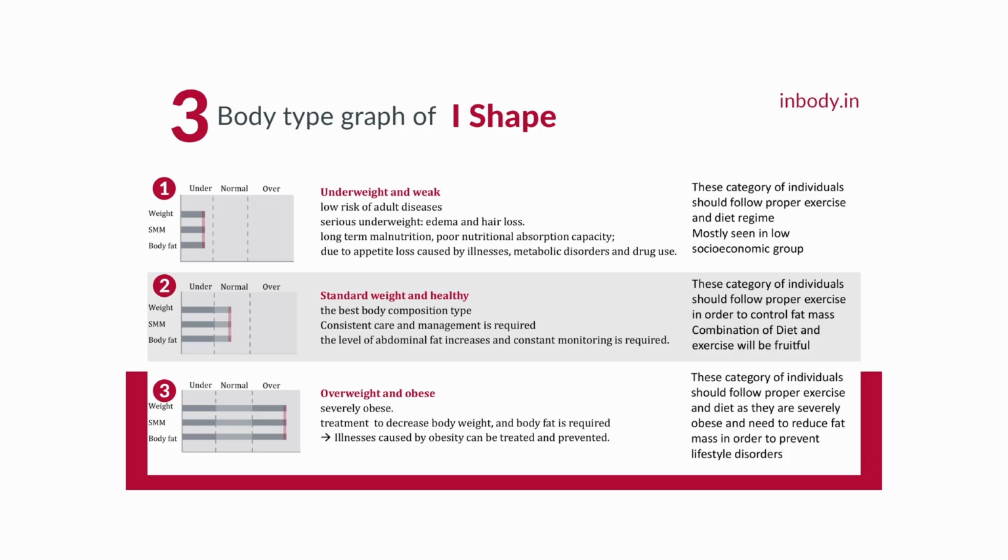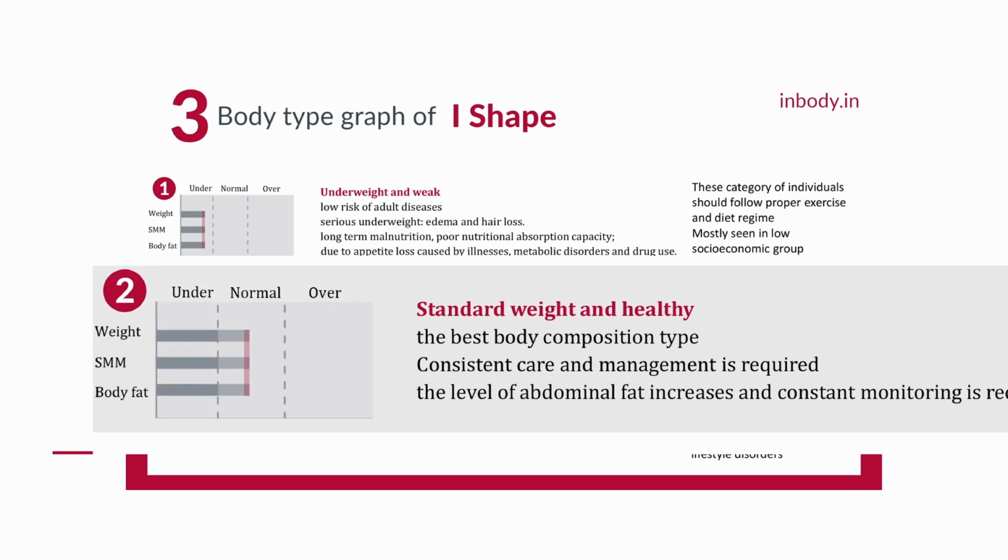The second type of I-shaped graph, which we can actually call an ideal graph, is when everything is forming in the normal category. The weight, muscle mass, and body fat, everything is normal. So when somebody has a graph like this, they have an InBody score of 80, which is the ideal body type.